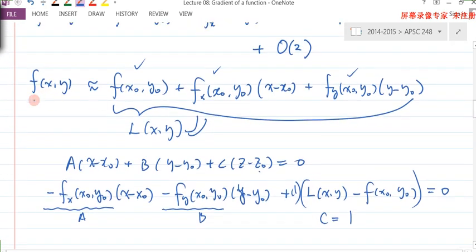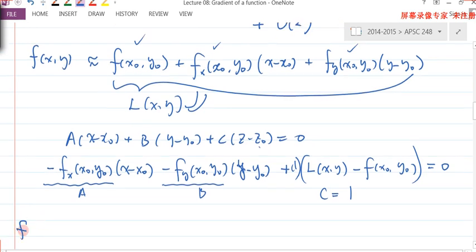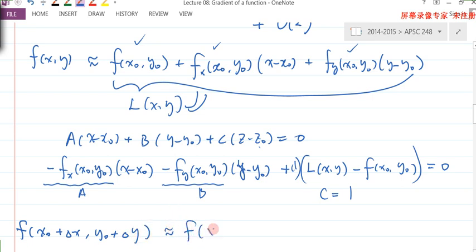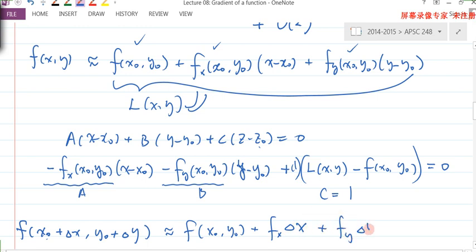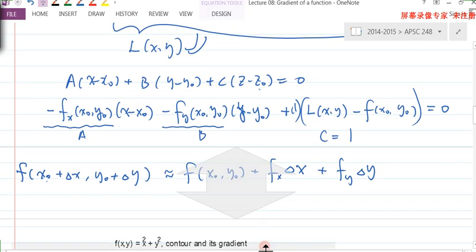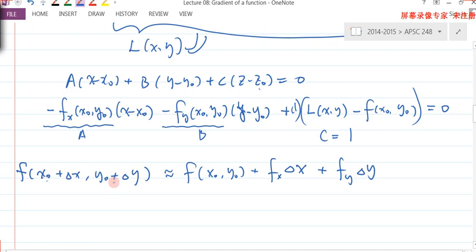If you have this kind of change, then based on this approximation, what we're going to do is replace this x and this y with a change. So we replace x with x naught plus delta x and y with y naught plus delta y. For x naught, y naught there's no difference, and then f_x times x, which is x naught plus delta x, minus x naught, what do we end up with? Delta x, right? And then f_y delta y. So that's the change after a small change around the x naught, y naught point.